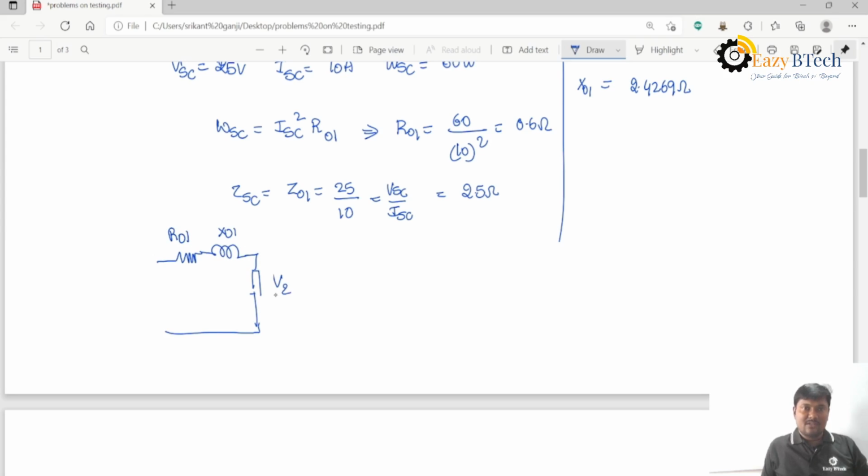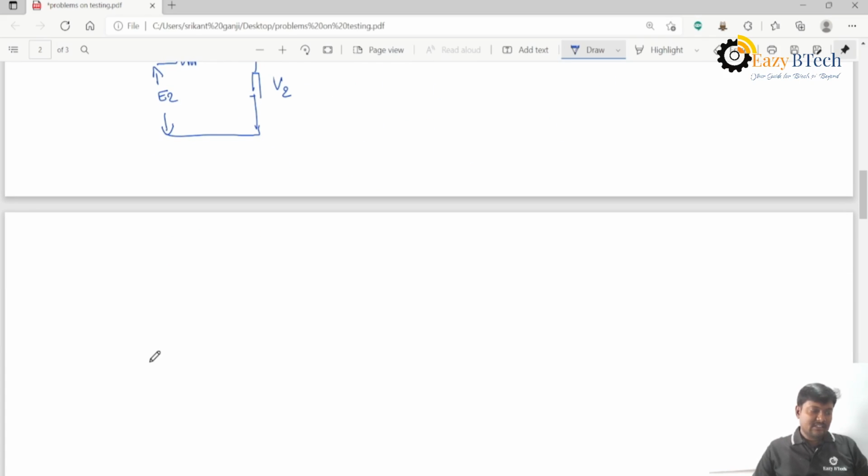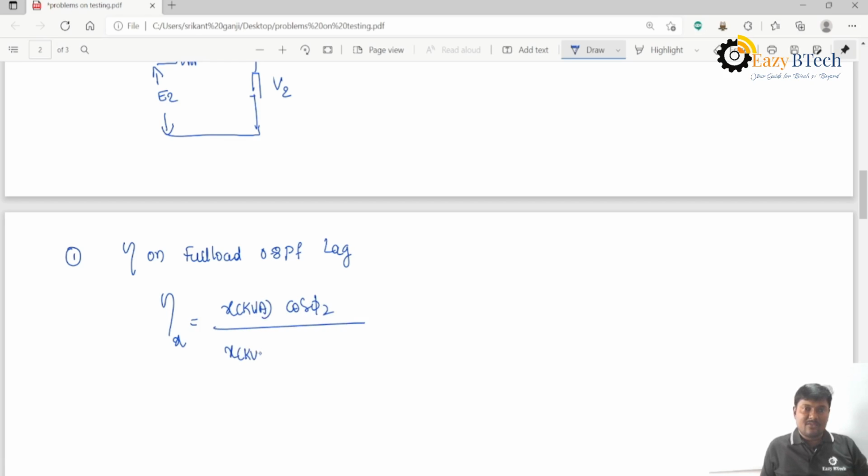So this is V2, E2. So we can find voltage regulation also. But first question is efficiency on full load, 0.8 power factor lagging. Efficiency at X fraction of load is equal to X times kVA cos phi 2 divided by X times kVA cos phi 2 plus iron losses plus X squared times full load copper loss.